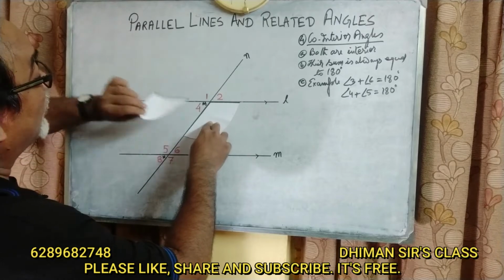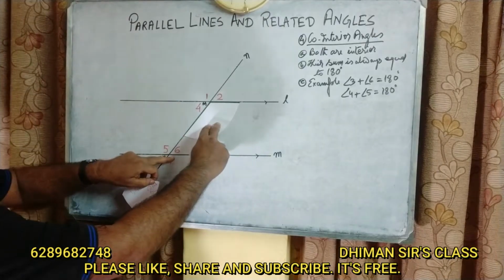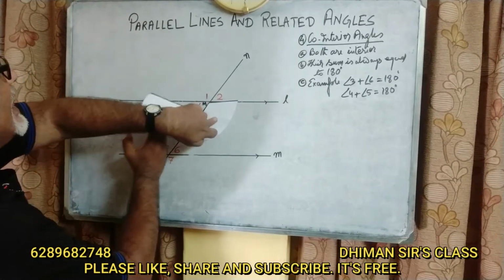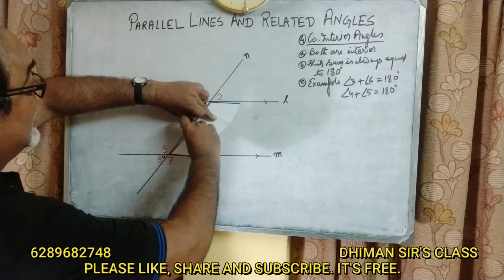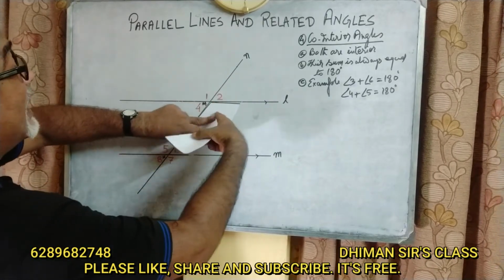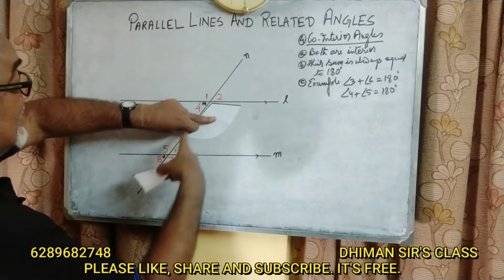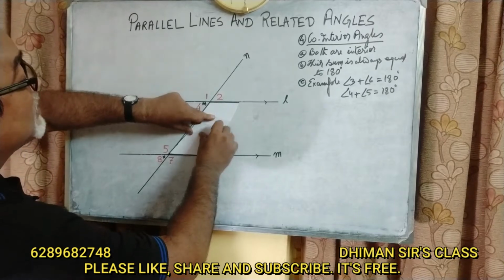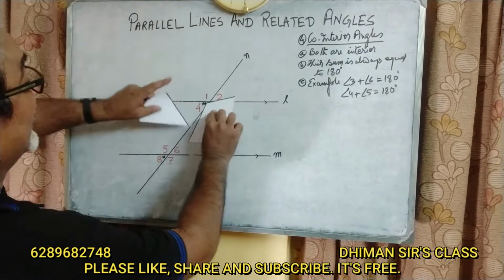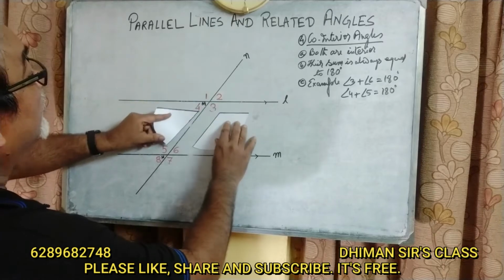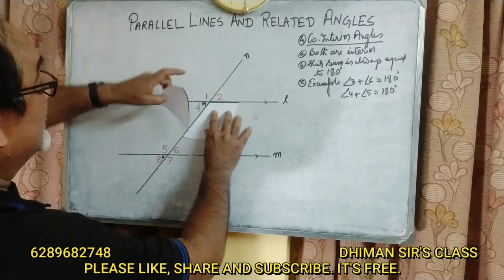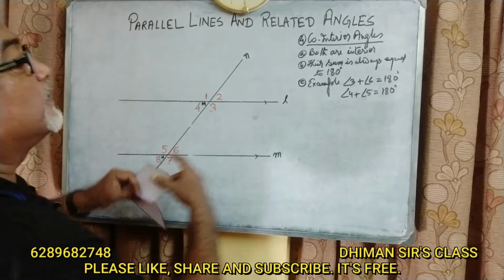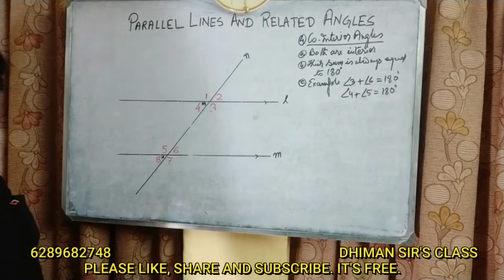Now, instead of 4 is equal to 6. This also we know, interior alternate angles. So, if 4 is equal to 6, instead of keeping it on 4, I can keep it on 6. So, if 4 plus 3 is 180, then 6 plus 3 also is 180. Hence proved, 6 plus 3 is equal to 180.